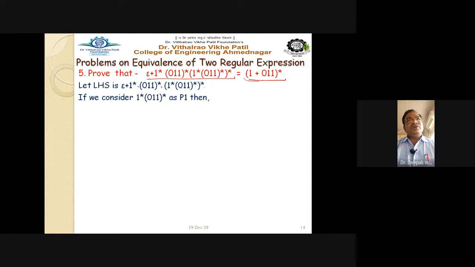Consider the term 1* 0 1 1*, consider this much term, and call it P1. So we can write this term as epsilon plus P1, and this is nothing but P1 raised to star, because this is the star symbol. So P1 raised to star. So this term is now epsilon plus P1 dot P1 raised to star, that is equal to P1 star.